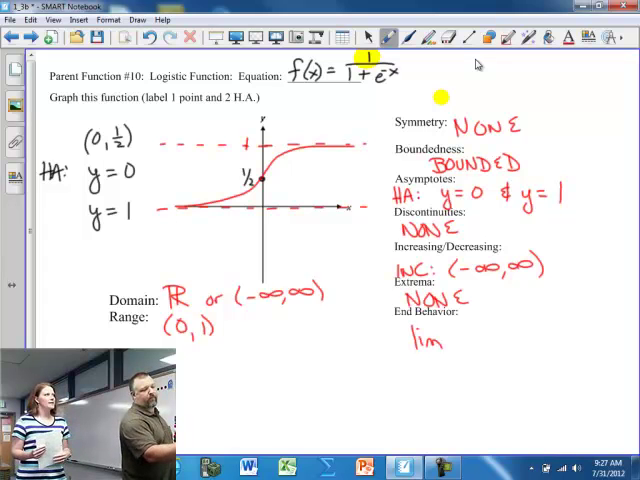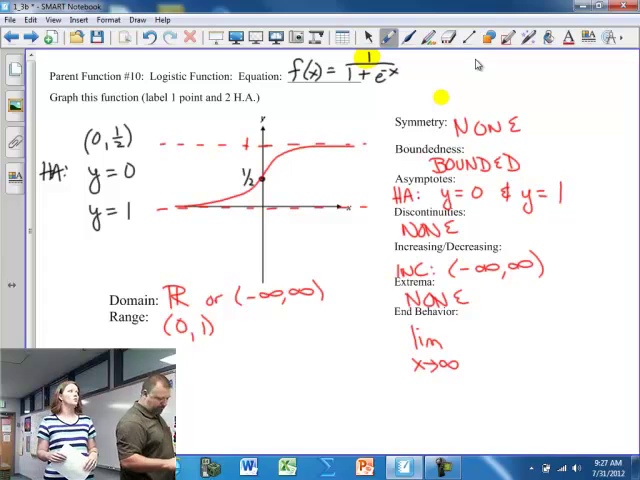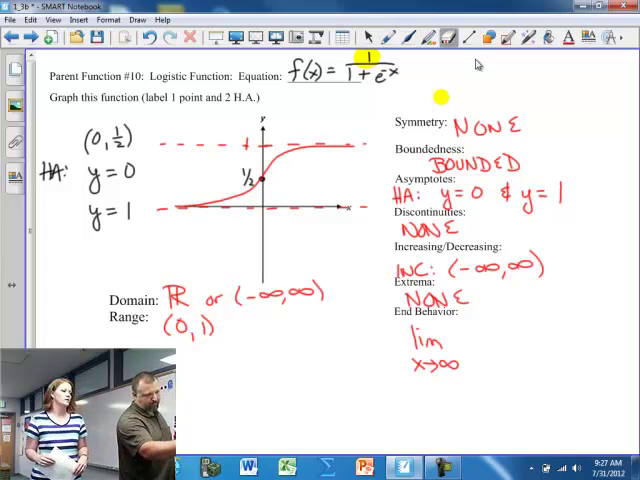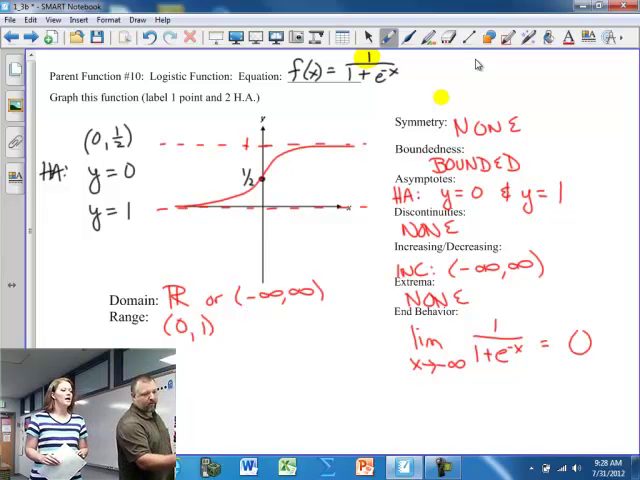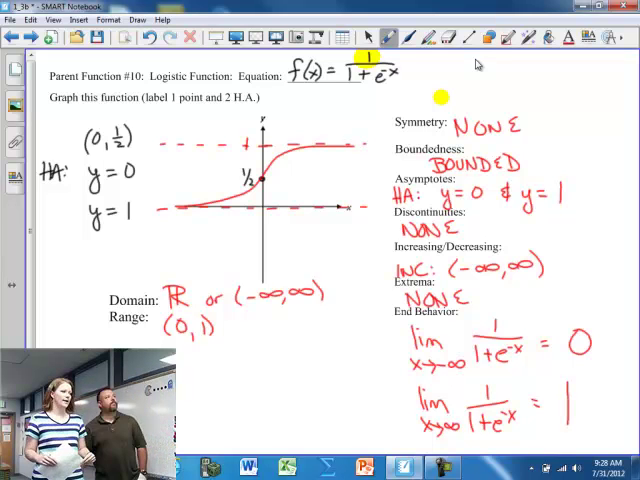The end behavior, so the limit as x goes to negative infinity of that function, 1 over, sorry, we could have started with positive. That would mess them up, wouldn't it? The limit as x goes to negative infinity of 1 over 1 plus e to the negative x is going to go to 0. Okay? The limit as x goes to infinity of 1 over 1 plus e to the negative x is going to go to 1.